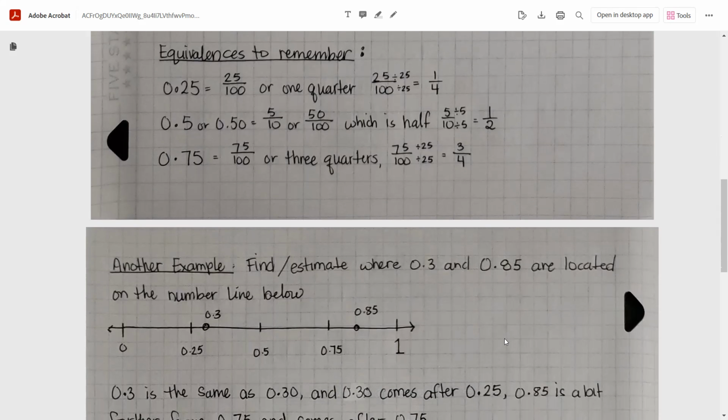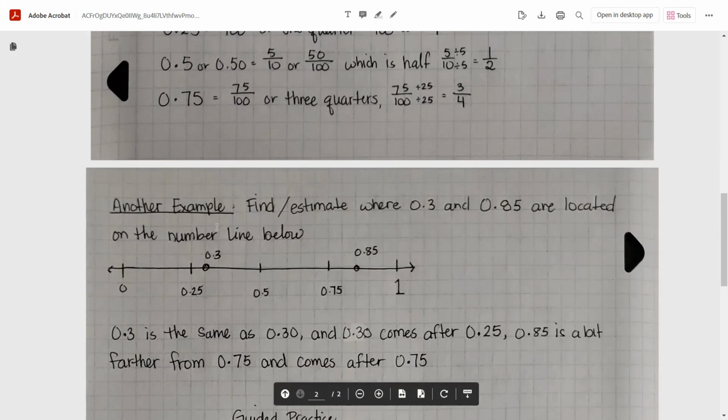Another example we're going to look at says to find or estimate about where 0.3 and 0.85 are going to be located on the number line below. So we have our number line broken up into quarters, right? 1, 2, 3, 4 equal parts. So 0.25, 0.5, 0.75, and then 1 whole. So 0.3 or 0.30, remember, because we can put in that 0 placeholder, 30 is going to come after 25. So 0.30 or 3/10 is going to come after 25 hundredths by a little bit. And then 85 hundredths is going to come after 75 hundredths, just a little bit farther. So it's going to be between the 75 hundredths and the 1 whole. So remember, you can always add a 0 placeholder at the end to help make it easier to work with your numbers.